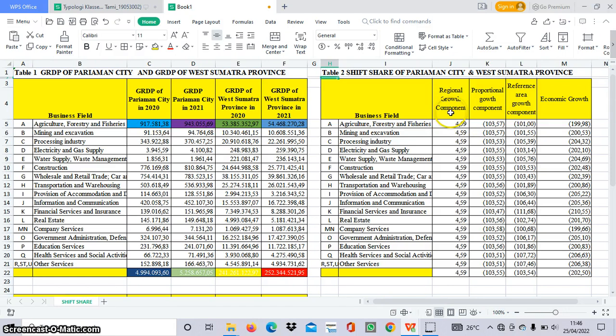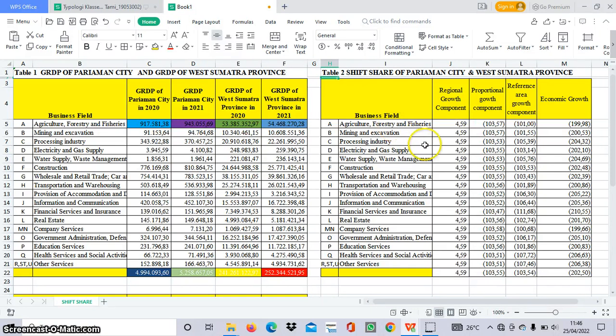And the third, regional share shift or growth component, which measures the performance of the local sector against the same sector in the reference economy. If this component in one of the sectors is positive, then the competitiveness of the local sector increases compared to the same sector in the reference economy, and if it is negative, the opposite occurs.